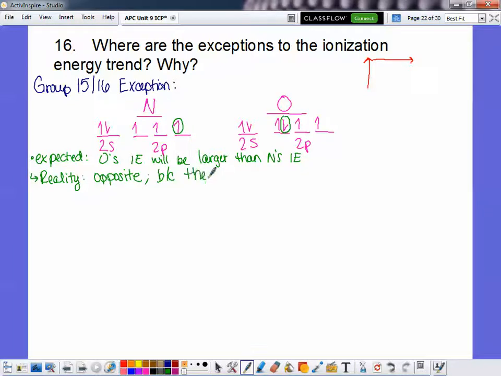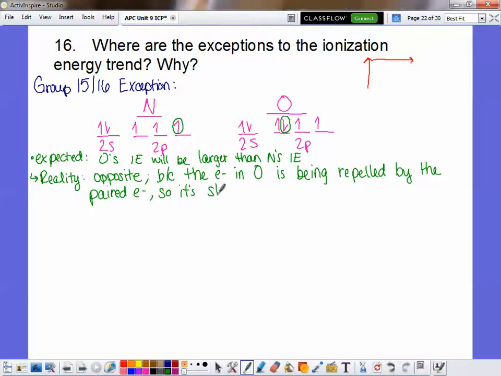Because the electron in oxygen is being repelled by the paired electron, it's slightly easier to remove than the one in nitrogen.